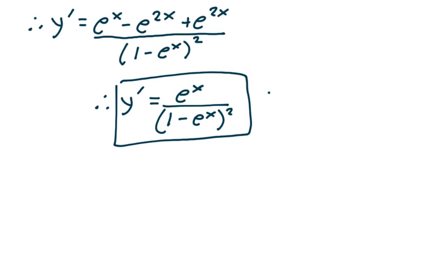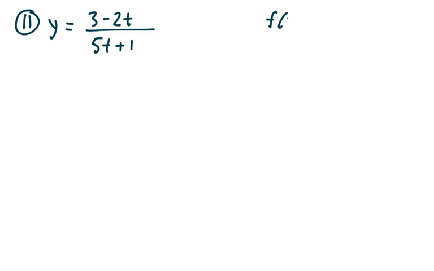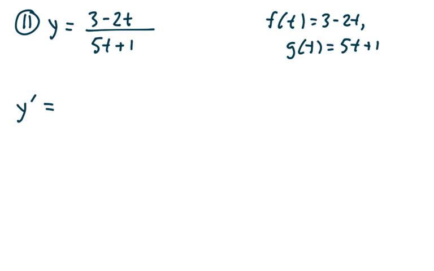If we take a look at number 11, suppose y equals 3 minus 2t divided by 5t plus 1. In this example, f of t is 3 minus 2t, and g of t is 5t plus 1. So I want to take the derivative. Now, contextually, it's with respect to t, not x this time.